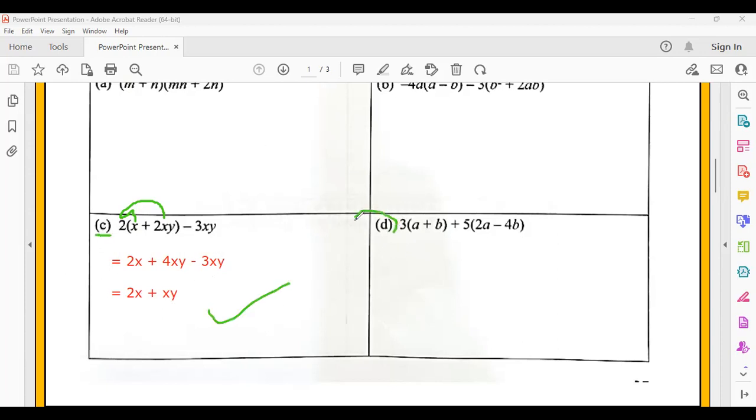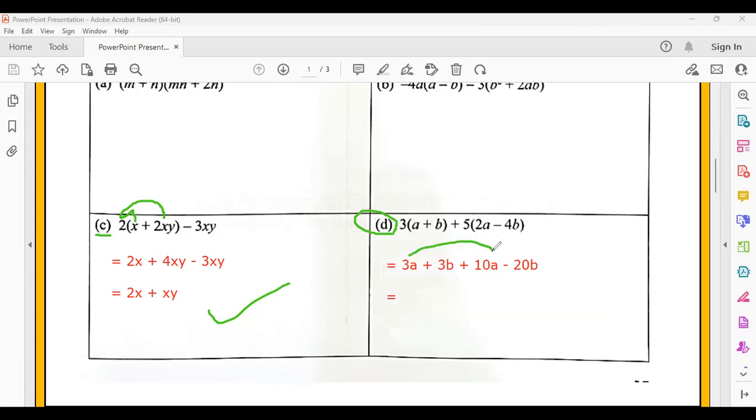Now, how about D? Okay, let's do D now. So again, start with your equals down. 3 will multiply with A, will give you 3A. Plus 3 will multiply with B, will give you 3B. Plus 5 will multiply with 2A, will give you 10A. And 5 will multiply with negative 4, so that will give you a negative number. And that will be negative 20 and put a B. You see that?